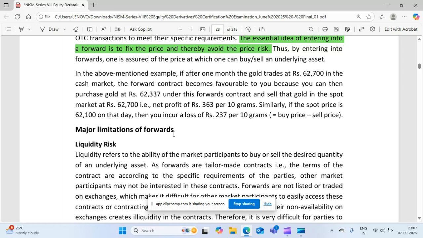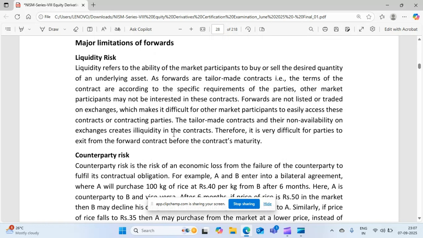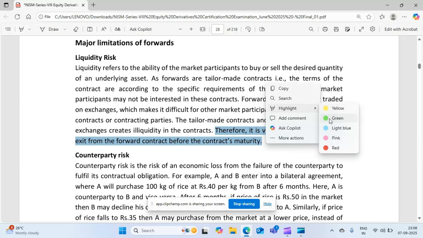Correct. Now, what are the limitations of forward? It has a liquidity risk, which means it is between two parties. It is not being traded on the stock exchange. It is not listed. So, there are not many buyers and sellers, because of which you will face liquidity risk. Because of liquidity risk, it is very difficult for the parties to exit from a forward contract. That is one thing that we need to know.